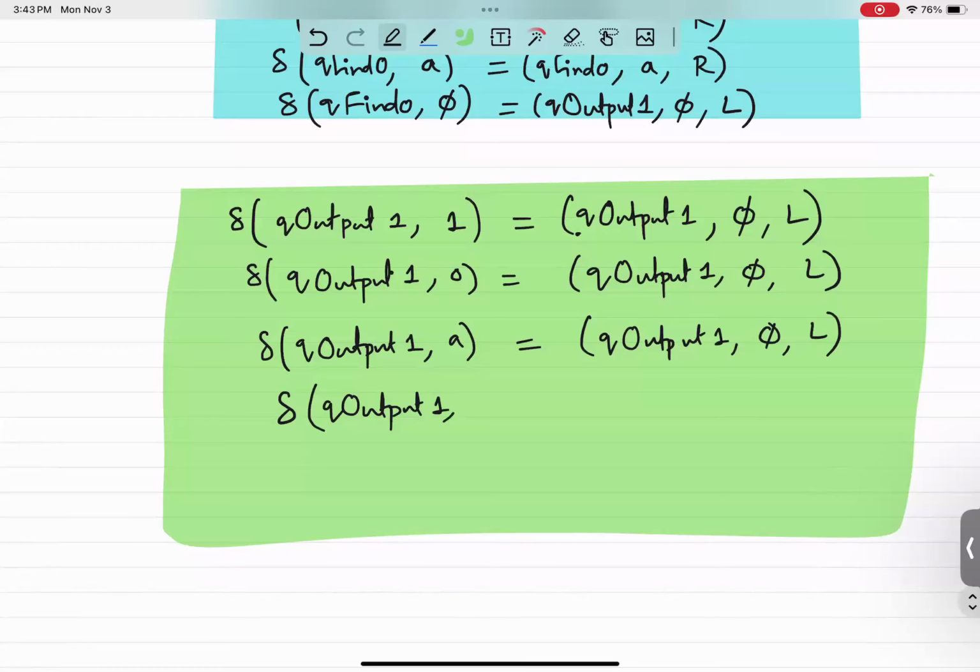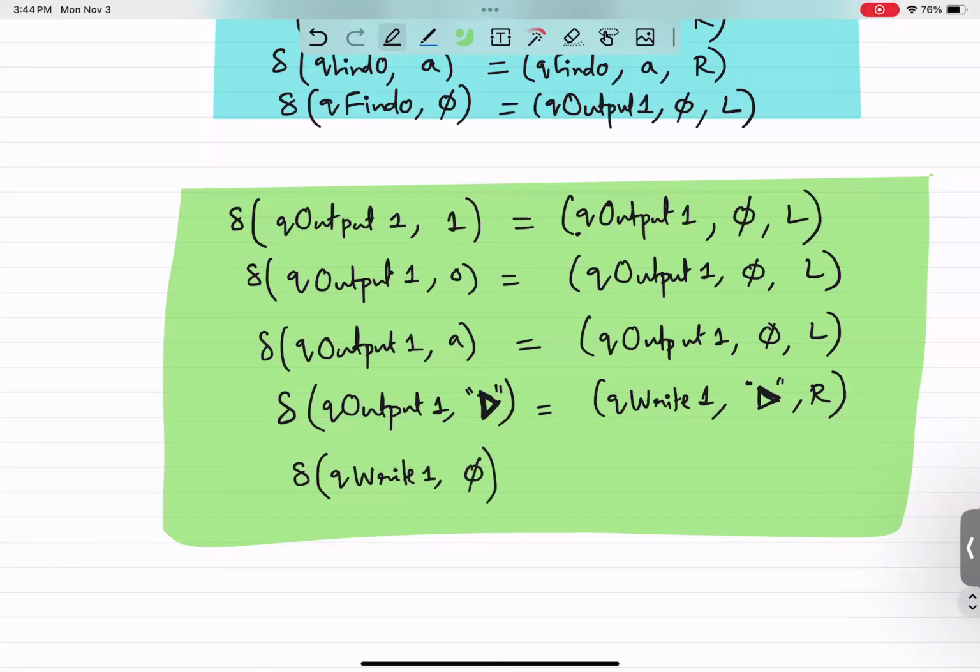If I reach the leftmost point, then I know that I've cleaned up the tape completely. Now I'll enter Q right 1. You are not allowed to override the triangle anyway, and then go to the right. And lastly, if I'm in this right symbol state and I see empty, I'm going to write it as a 1 and halt.